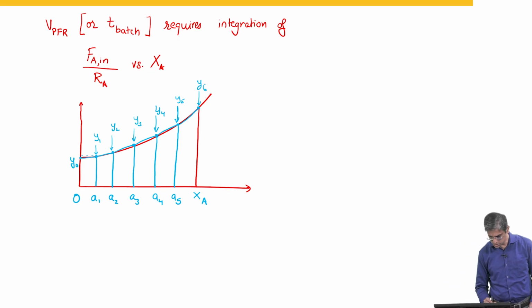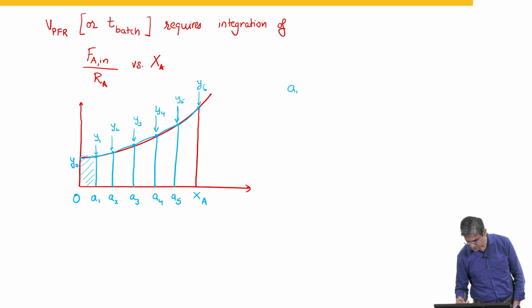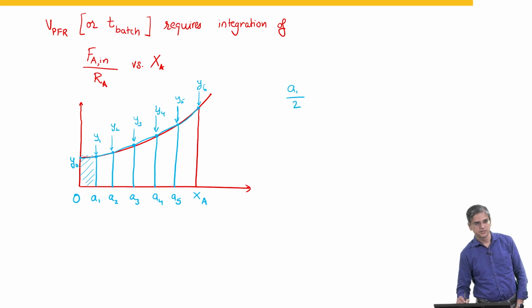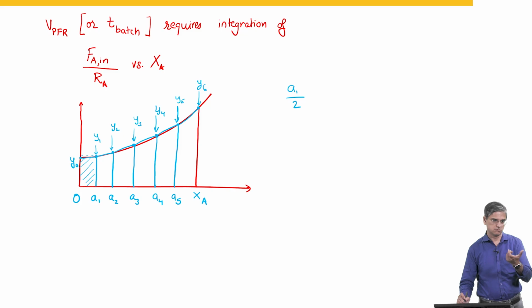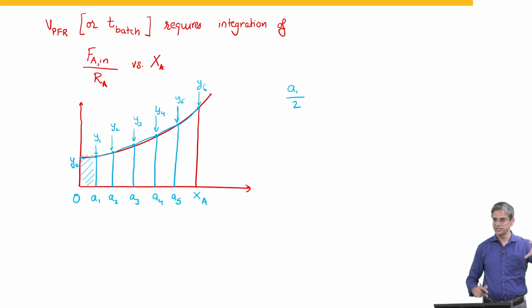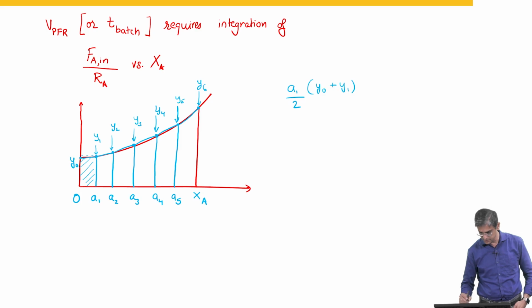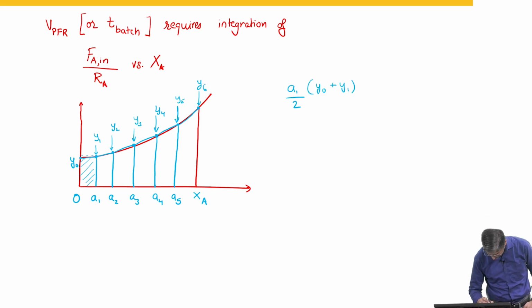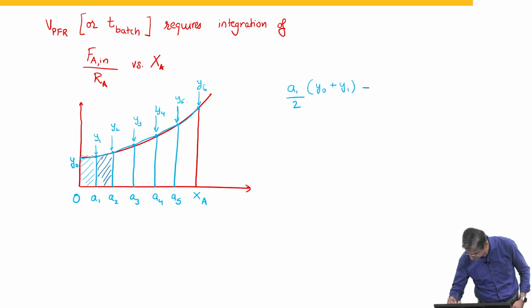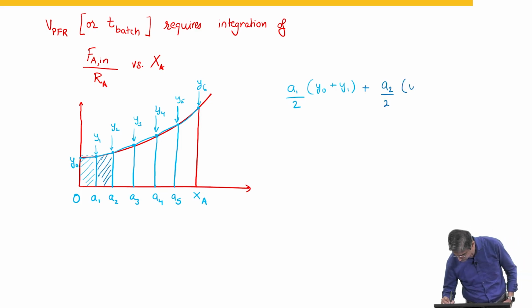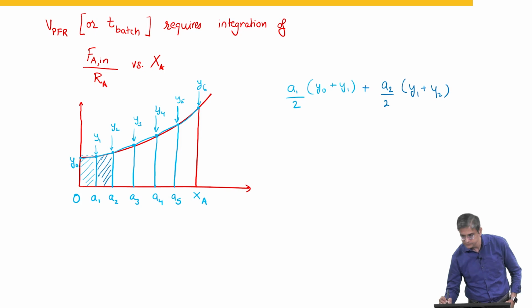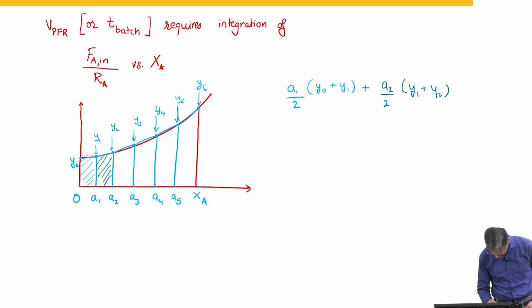Okay, what's the area of this trapezoid? 7th standard, 8th standard stuff. It's A1 divided by 2, h by 2, sorry, or whatever, width by 2 multiplied by height 1 plus height 2. Okay, that's that area. The next area, and so on.